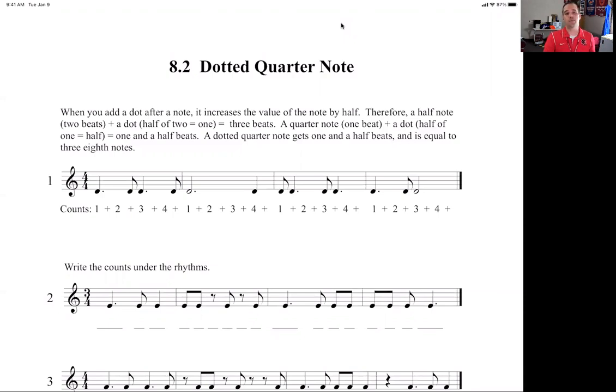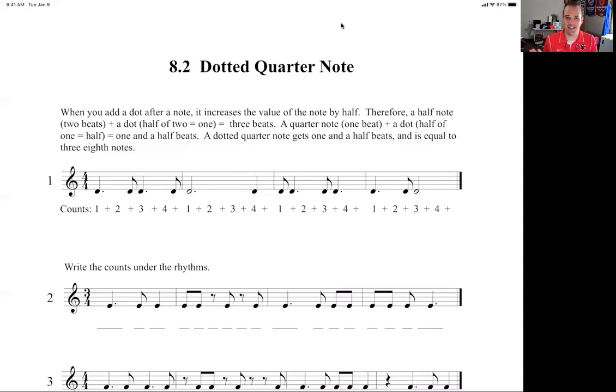So you probably already know a quarter note is worth one beat in a 4/4 time signature, which is the most common one. A dotted quarter note is worth 1.5 beats. All right, so a half note is worth 2 beats, a quarter note is worth 1, and a dotted quarter note is worth 1.5. And that's the same rule we will find later.